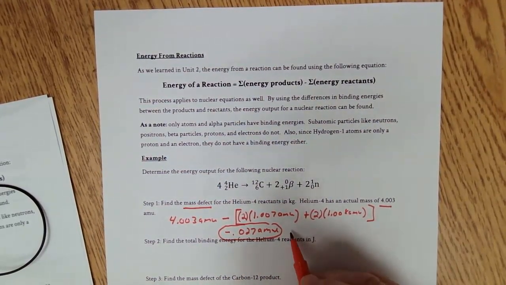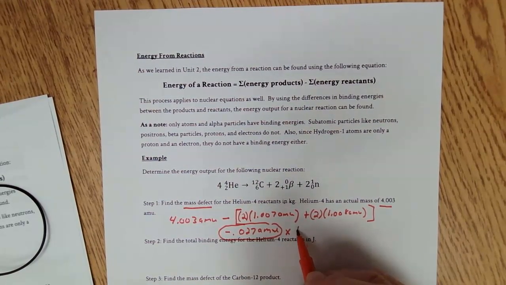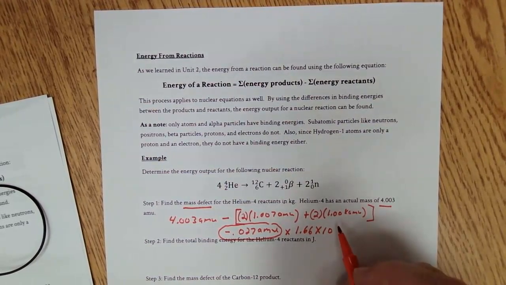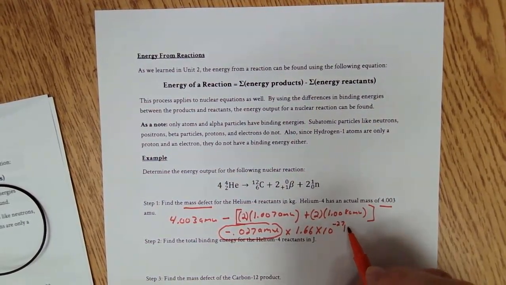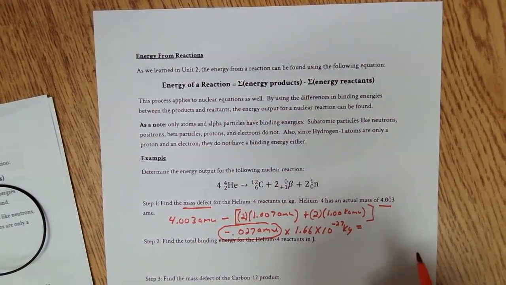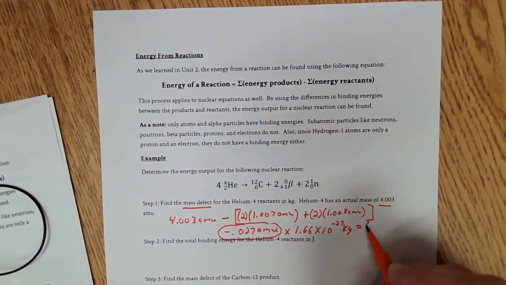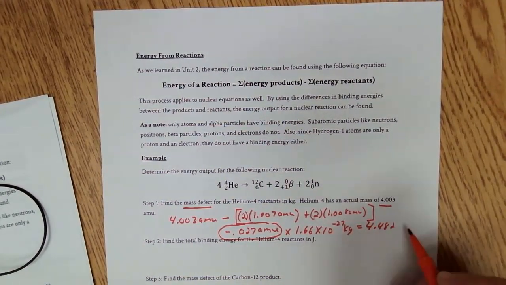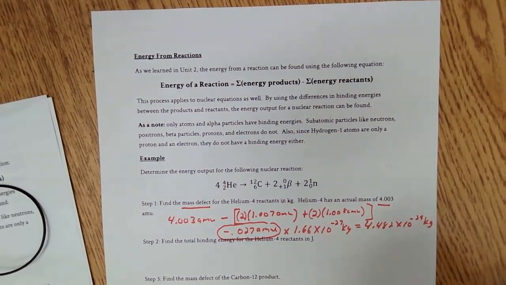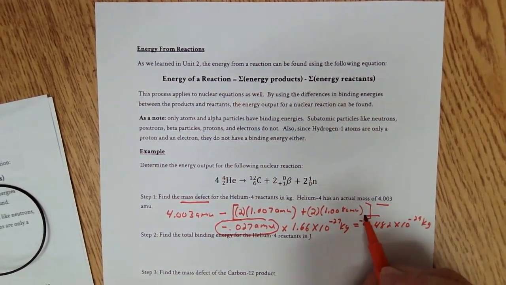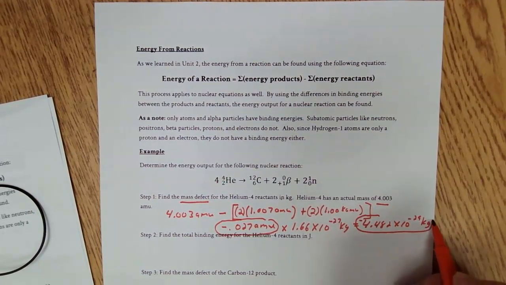And then remember, we need to multiply that by our conversion to kilograms. My total value here for the mass defect in kilograms would be 4.482 times 10 to the negative 29th kilograms. And we'll keep that as a negative answer there. So there is my answer.